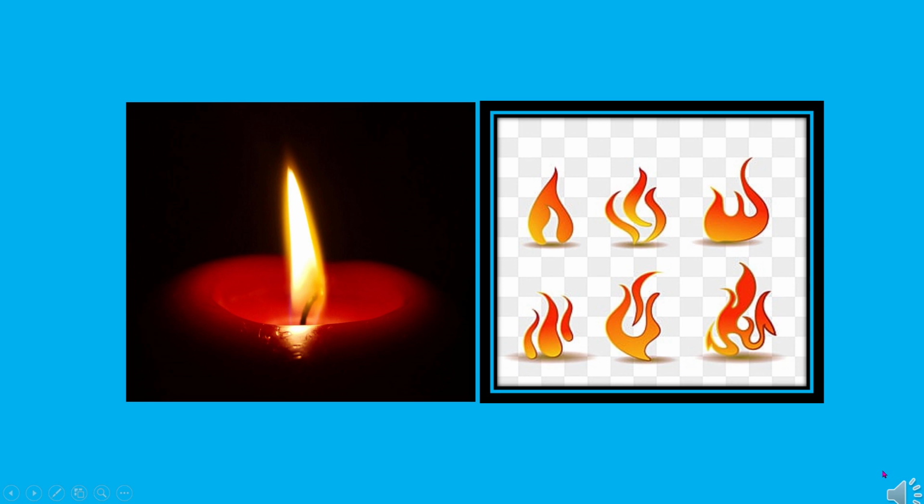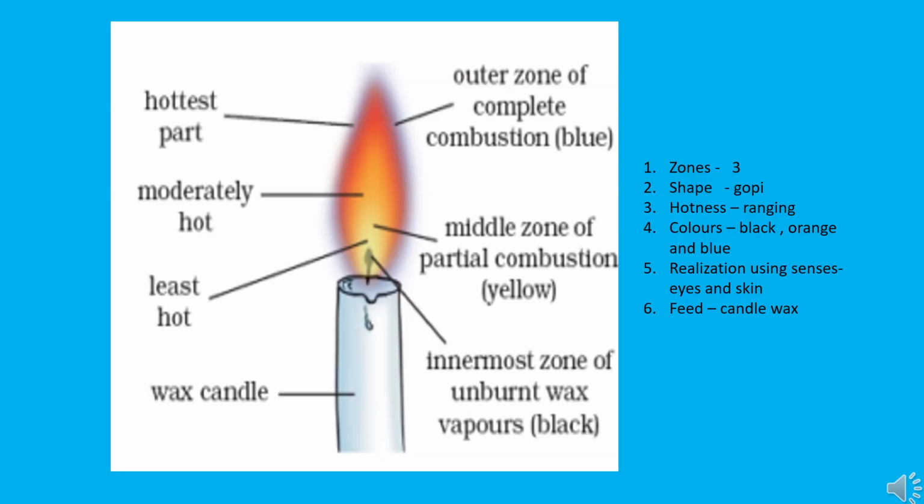Now let's try to understand the concept with the help of a candle flame. Let's analyze this picture. This is the wax candle. The wax is the feed for combustion. The candle wick is the feed element. The flame takes the shape of a cone. The flame has three zones, namely the innermost, the middle and the outermost.